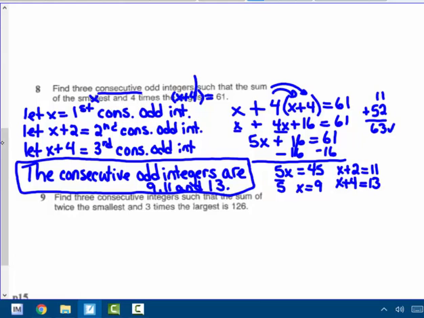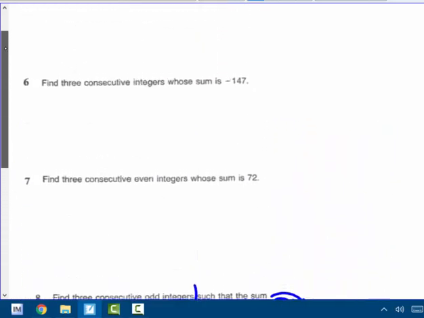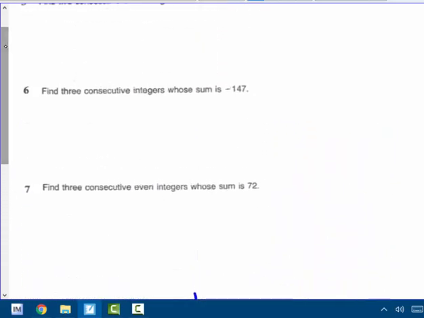I'm going to go back up and I'm going to do number 6. Find 3 consecutive integers. Oh, they're not odd. And it doesn't say even like number 7 does. Because even numbers are also 2 apart, right? 2, 4, 6, 8, they're 2 apart. But consecutive integers whose sum is negative 147. 3 consecutive integers.